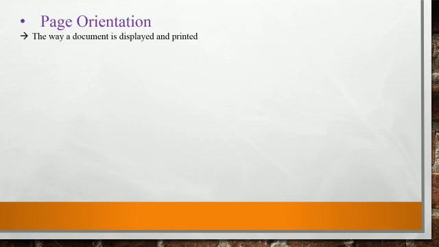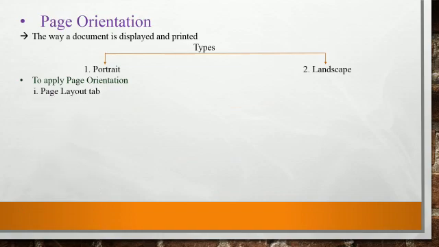The way the Word document is displayed and printed is called page orientation. Page orientation is of two types: portrait and landscape. To apply page orientation, click on the Page Layout tab. In the Page Setup group, click on the Orientation option and select portrait or landscape from the drop-down menu for the page.